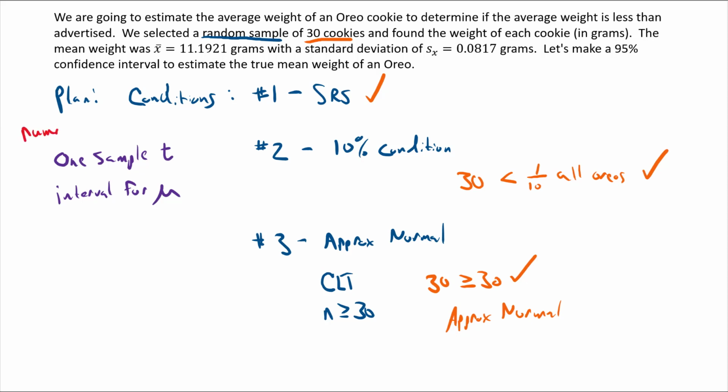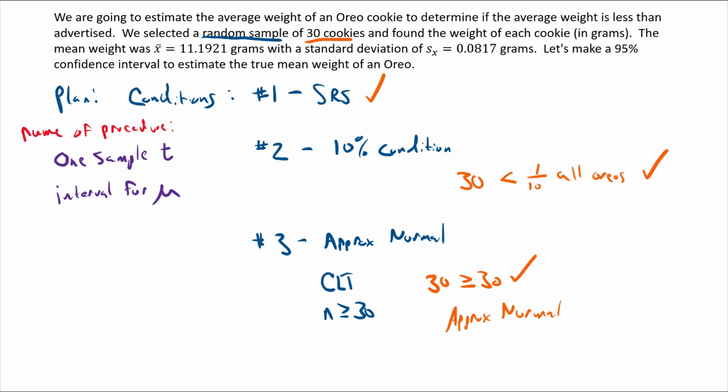So this is the name of the procedure that we're going to do to find out the confidence interval. With this, we have a one sample t interval for the mean. If you remember, for the proportions we had a one sample z interval for the proportions, because we used a z star in calculating the margin of error. In this case, we're going to talk about the t star, and we're going to tackle that under the do part next.